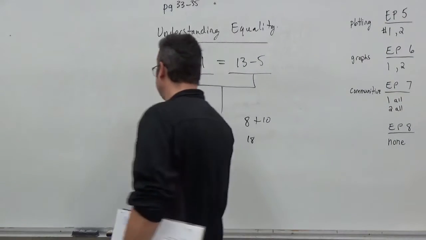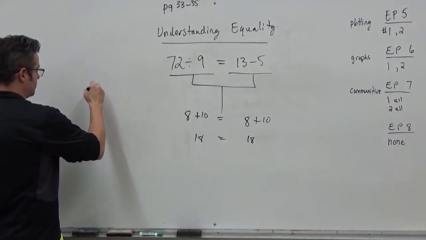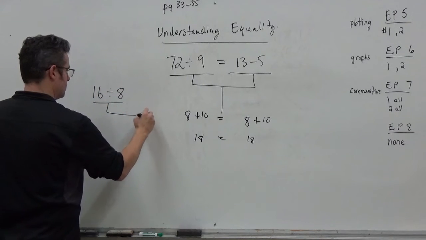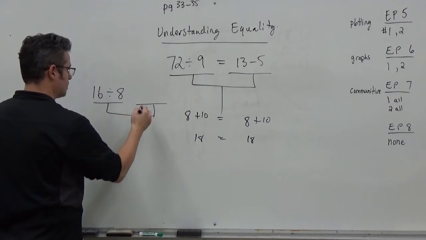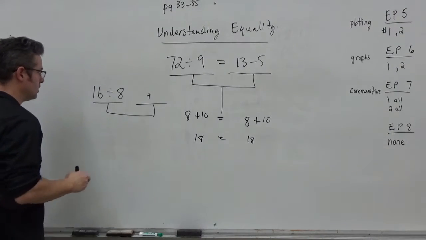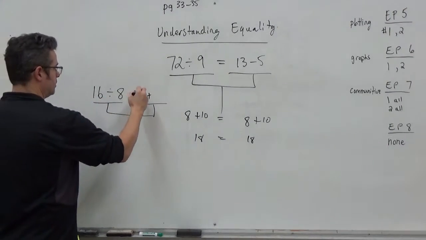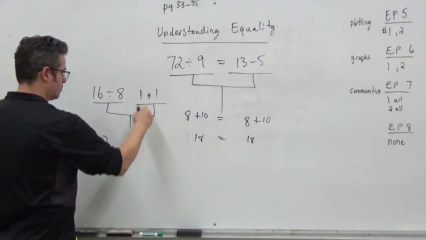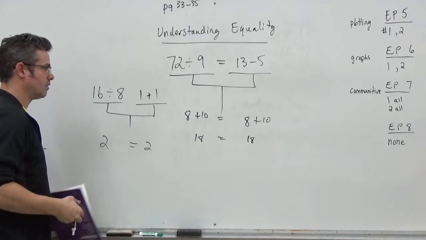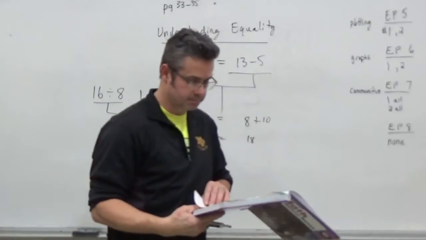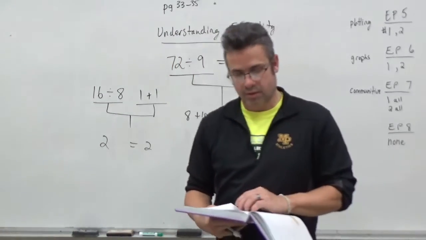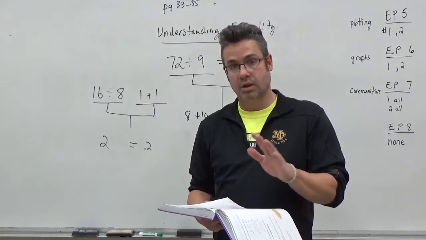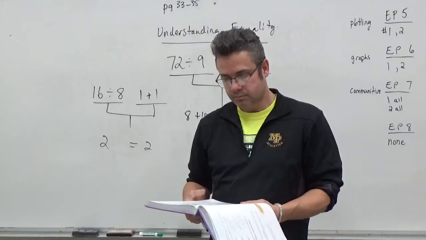So let's do another one. Let's say that 16 divided by 8 would be balanced with, let's do an adding question. Well, I know that 16 divided by 8 is 2, so 16 divided by 8 is 2, 1 plus 1 is 2, therefore those two scales are balanced. And now you're going to go through the rest of these questions trying to balance or let us know if they're balanced.